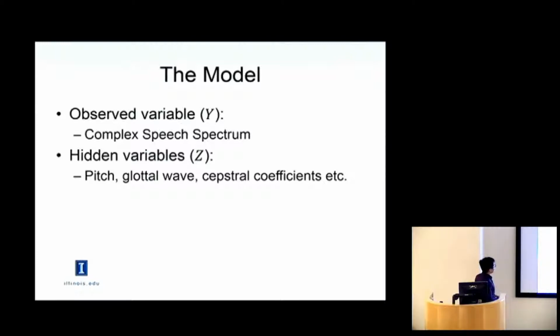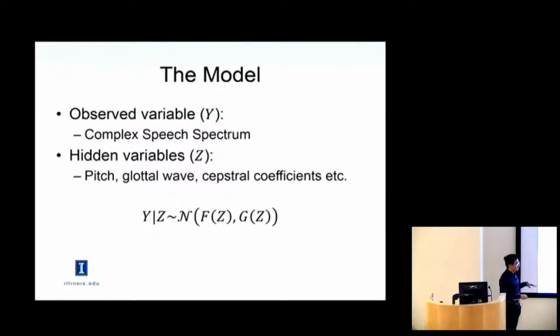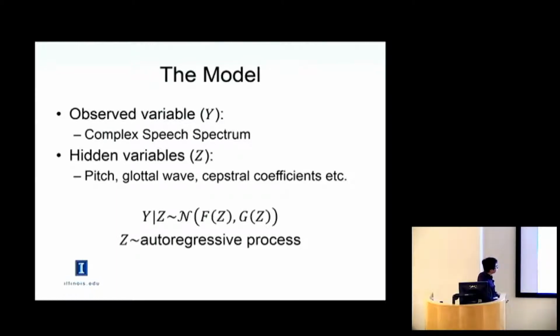And then the final model, if you do the derivation and look at the probabilistic assumptions, will become a Gaussian with mean and variance both being highly nonlinear functions of the hidden variable. So this is a one-line summary of the model. And Z follows an autoregressive process because we assume the hidden variables change slowly across time.